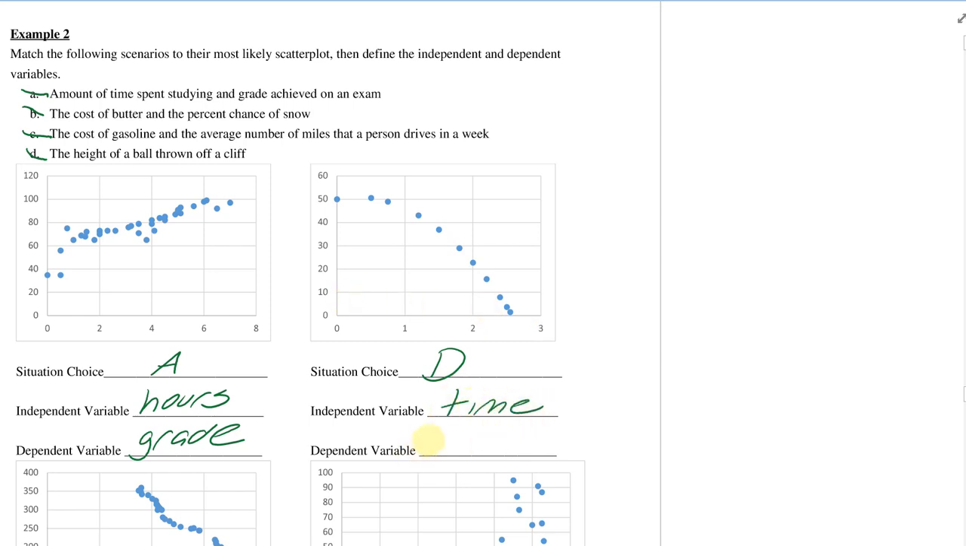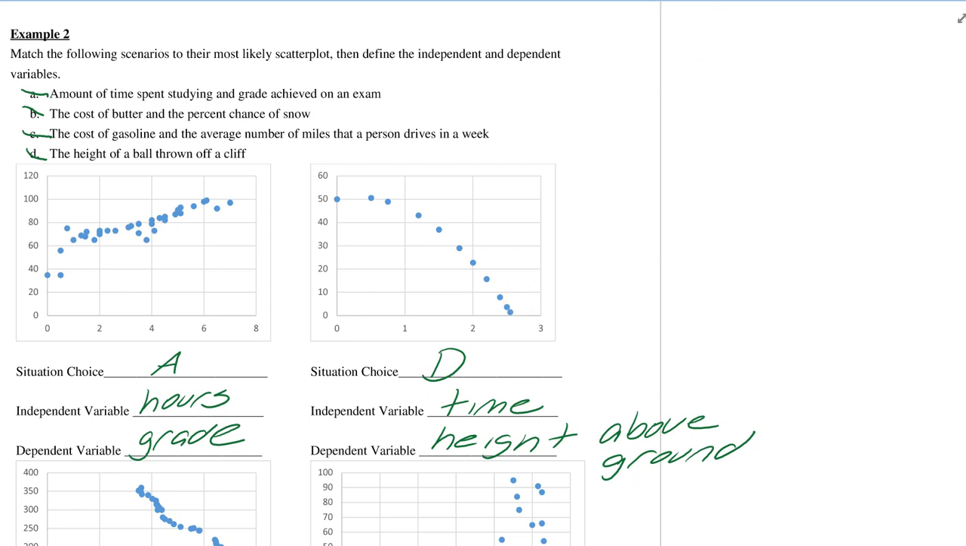and this dependent variable would be, oops, not seconds, height. Okay, so this would be the time, and then this would be how high above the ground. So maybe I'll note that, height above ground, that this ball is. So after about 2.5 seconds, it hits the ground, so it's no longer in the air.